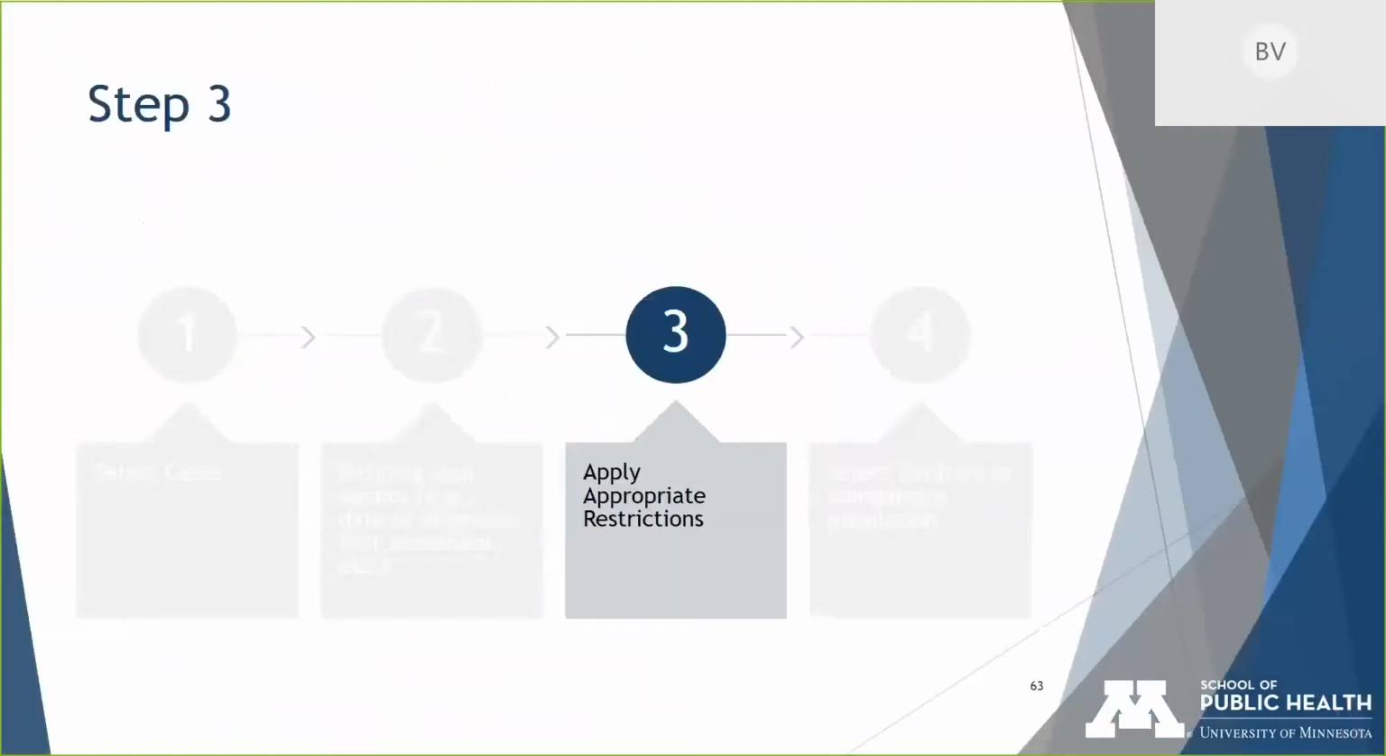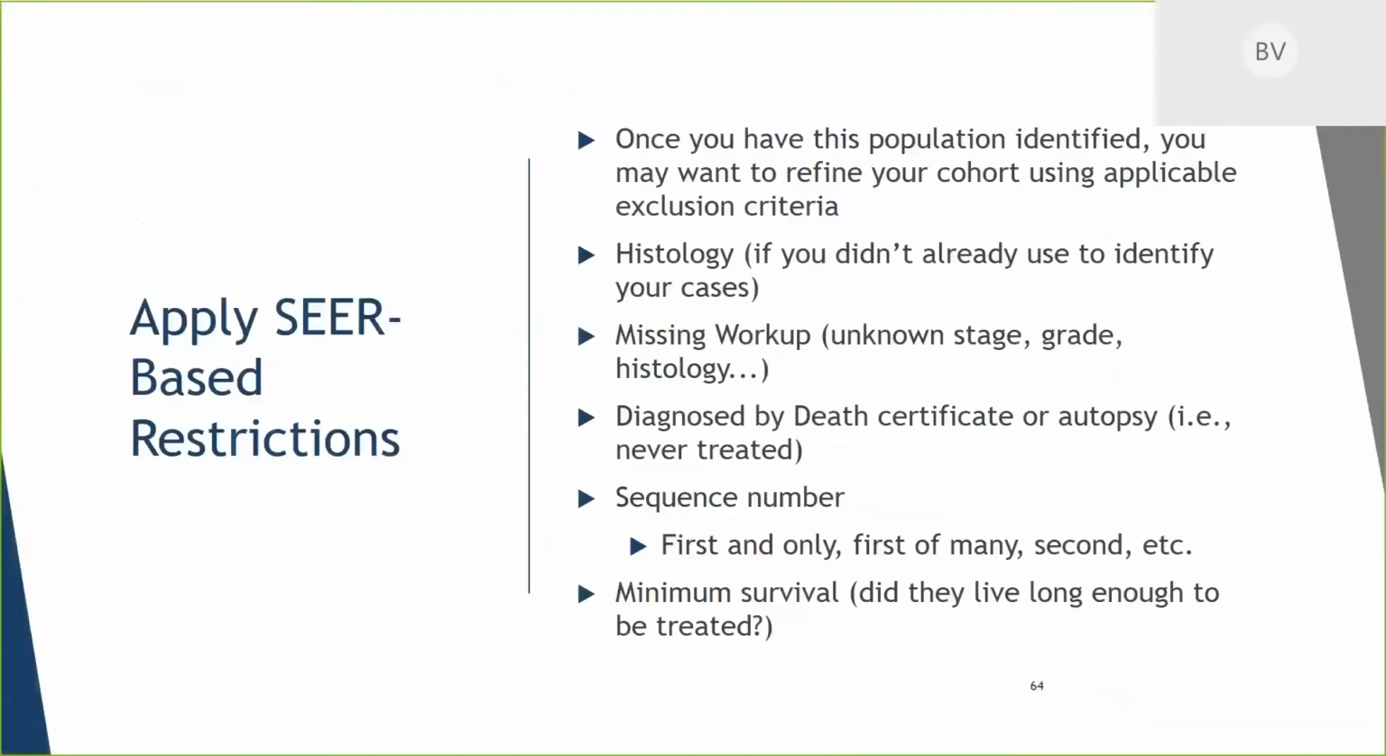Now we're going to talk through applying our exclusion criteria, and this is probably going to be the bulk of this segment. When you get to the step of implementing exclusion criteria, you really want to use this as an opportunity to consider whether you need to refine your cohort of interest. First, we'll talk through some of the SEER-based restrictions to consider.